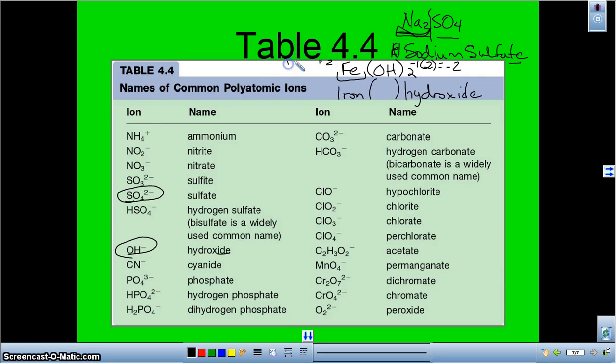I have 1 iron atom. So what must the charge be on iron in order for this side to be a +2 to balance our -2? It must be a +2 charge. So this is going to be named iron 2 hydroxide.